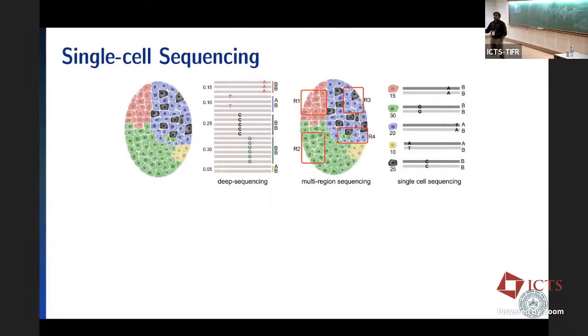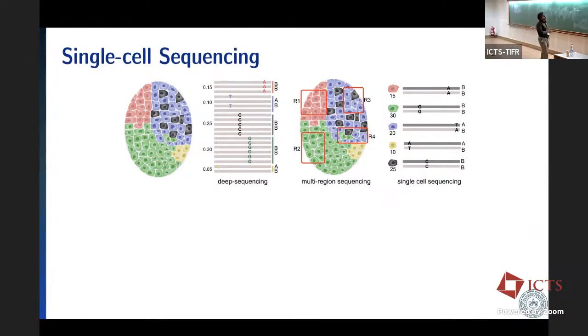So instead of taking a single sample from the whole tissue, maybe you can take different samples from different regions of the tissue, right? And then what you end up with is also different views of the whole tissue, right? So multi-region sequencing is some extension of the deep sequencing approach, you can say.